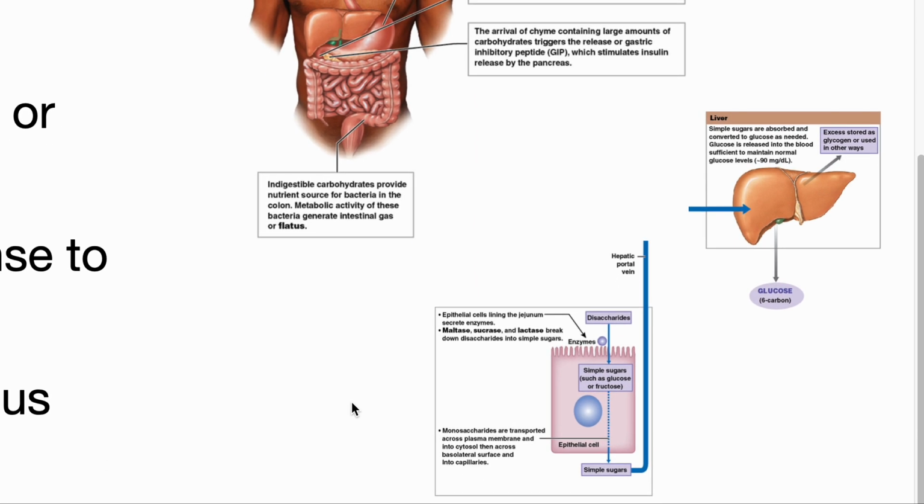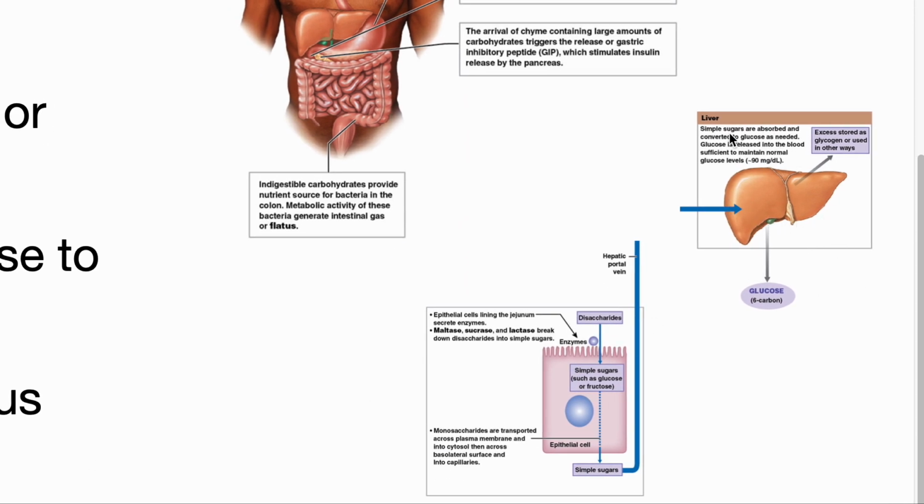And then over here in these little pictures, it's showing you how the liver can take that glucose and lock it up into glycogen or break down glycogen and release it as glucose. And in this little picture, we're seeing how glucose can be absorbed across the epithelial cells lining the digestive tract. They're just pointing out that some of those enzymes I mentioned earlier will break down disaccharides into simple sugars, because those are easy to move across the epithelial cells and ultimately into the blood supply so that they can go to the liver and the liver can process them.